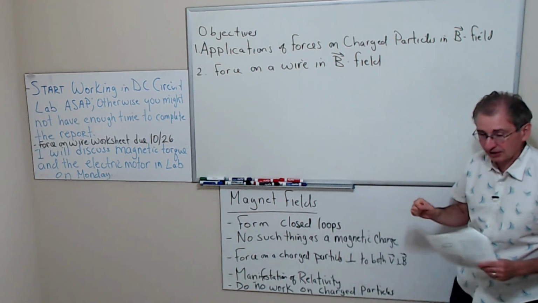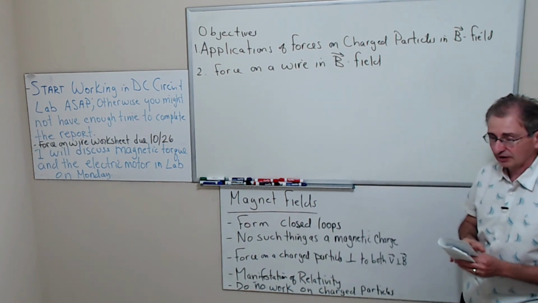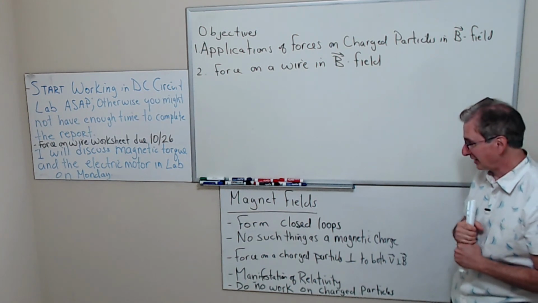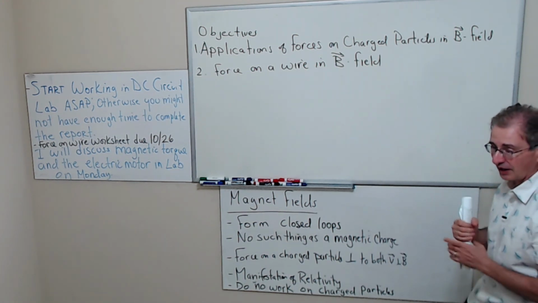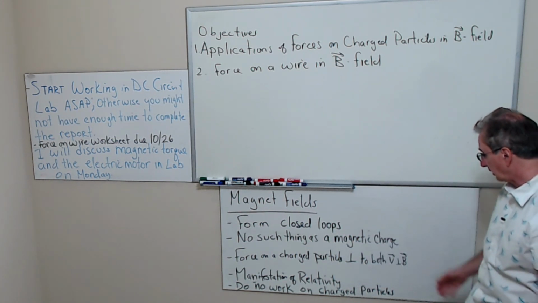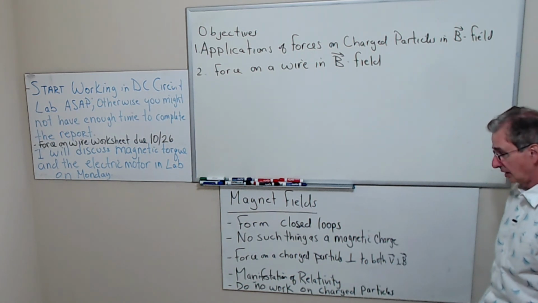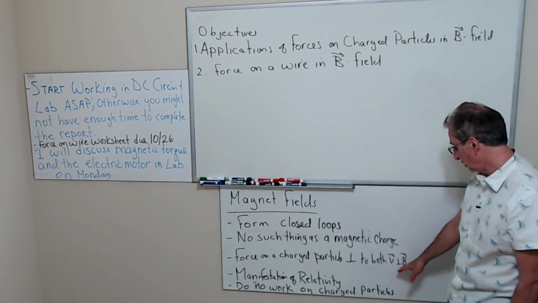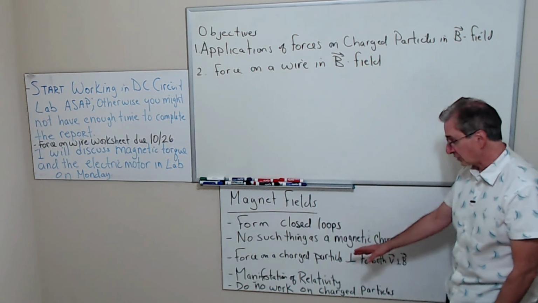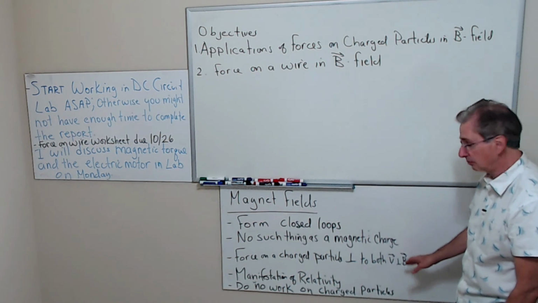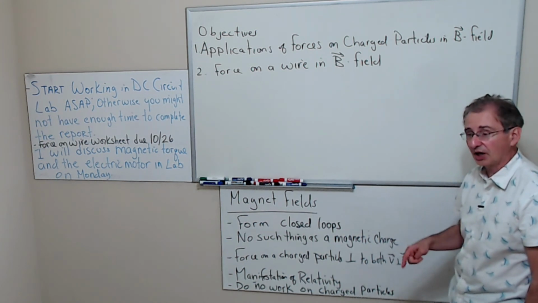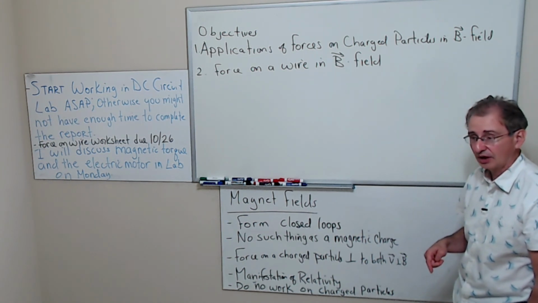So we talked about magnetic fields. I introduced to you the idea of the magnetic field, and I did it a little bit differently because magnetic fields are kind of a different beast as compared to the electric field. I introduced right away the fact that the field lines form closed loops. As a result, there's no such thing as a magnetic charge. And we talked about the force on a charged particle in a magnetic field, and experimentally it can be shown that the force is perpendicular to both the velocity vector and the magnetic field vector. No work is done by a magnetic field on a charged particle.